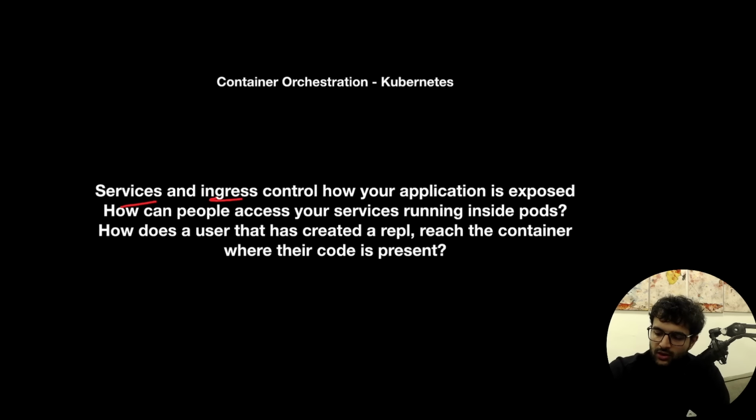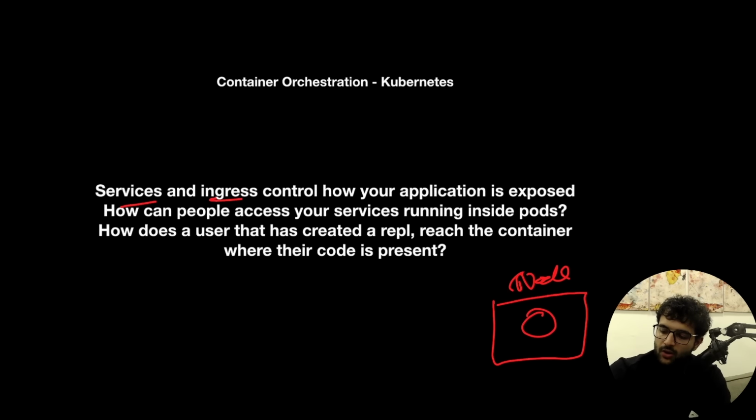Services and ingress control how your application is exposed. How can people access your services running inside the pods? How can people reach your React application? This is your final node inside which you're running a container or a pod. How can someone access it? How do they know that if I go to x.repl.it, this is the place where I need to visit? How does a user that has created a REPL reach the container where their code is present?